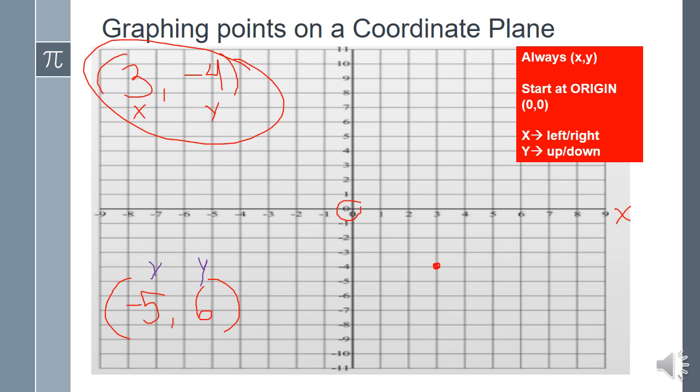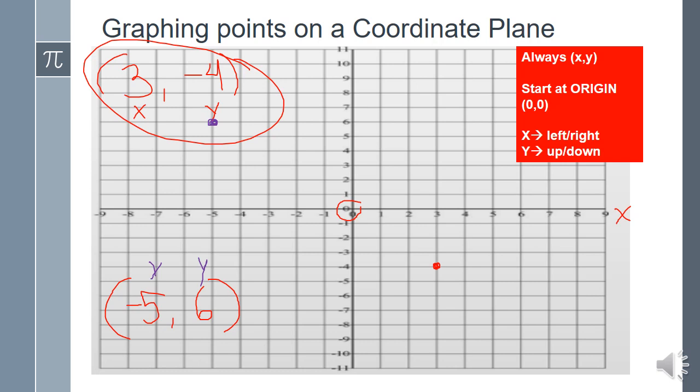So in this case, my X is a negative. So off the top of my head, I know I'm going to be moving to the left first because there are no negative numbers on the right. So we're going to move to the left. We're going to go to -5. Now we're going to look at the Y. The Y is a +6, and we can only move up to go to positive numbers. So we're going to go up to the 6, and then there is our point.